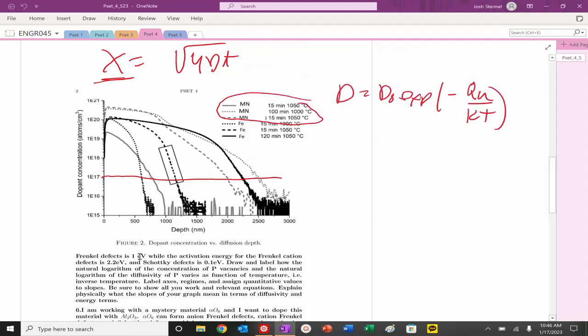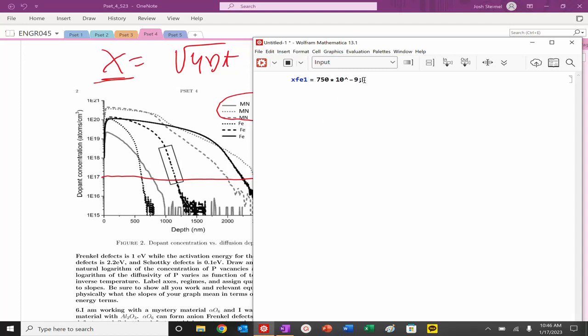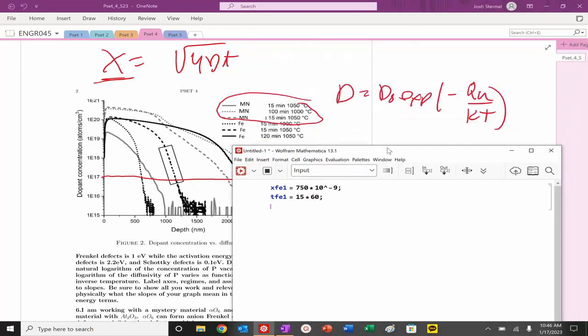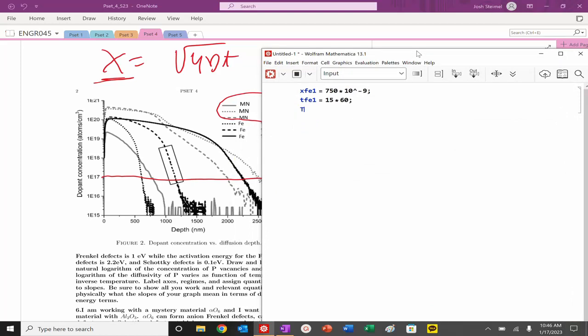So let's do our expression as well. Let's pick another iron point. Let's look here, and we have that. This iron that we picked, I believe, is the small dashed one. So we did the time: t_Fe1 is equal to 15 minutes, so 15 times 60, because we want SI units, seconds. We're also told that it is at 1000 C. So T_Fe1 is equal to 1000 plus 273. That's our first data point.